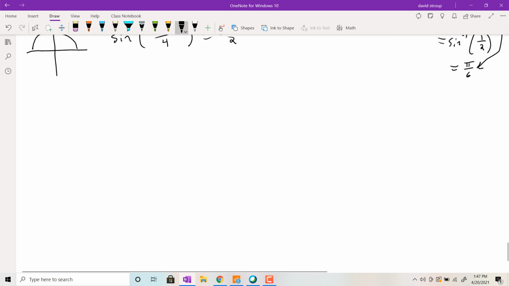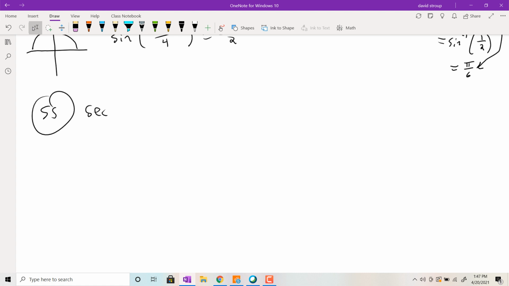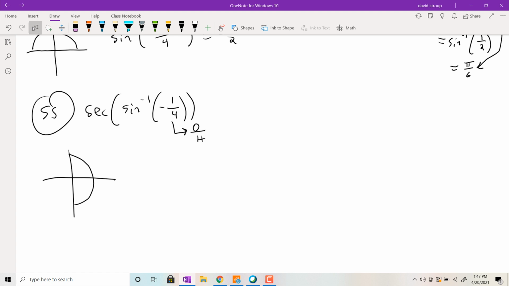Let's look at another one. So 55. We have secant of sine inverse of negative 1/4. This one's a little bit harder, right? So sine inverse, first let's draw where that lives. Negative 1/4, and you think of this as a triangle, right? It's the opposite over hypotenuse. So if I have a triangle in that, it has to be in the fourth quadrant because it's negative.